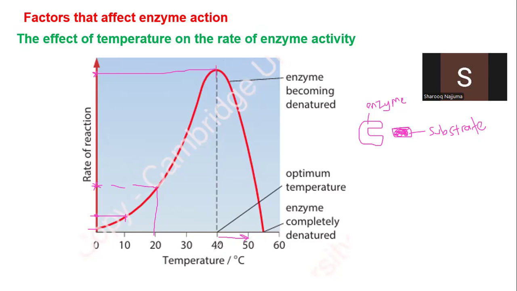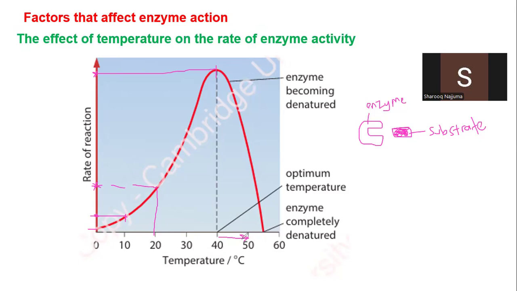Now, when you look at the temperature of 40, which is the optimum temperature, we are having the highest number of enzyme substrate complexes made because the collisions are really at maximum. We have the highest amount of collision between enzyme and substrate. So we have the highest number of enzyme substrate complexes made. That is why we have the highest rate of reaction.